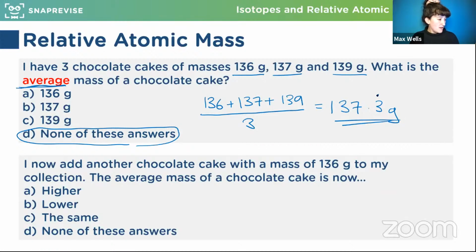What about our next question then? Are we going to add in another chocolate cake with a mass of 136 to the collection? So what's going to happen to the average mass of a chocolate cake? If I'm including more chocolate cakes that are lower than my current average, what's going to happen to the average mass? Is it going to get higher? Is it going to get lower? Is it going to stay the same? Or is it none of these answers?